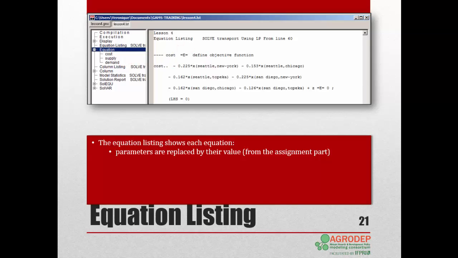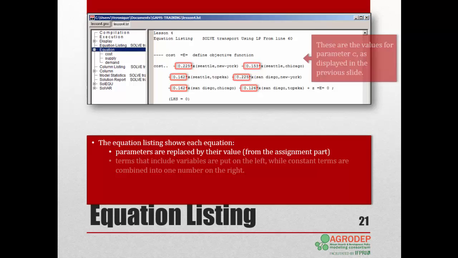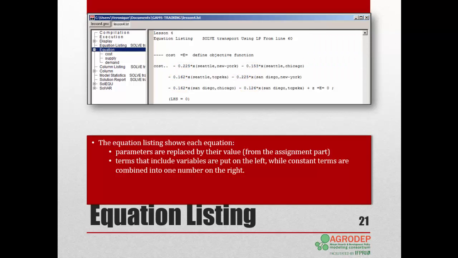First, note that the values assigned to parameter C appear in the equation instead of the parameter name. Second, the equation now appears differently than when defined in the model. All the terms containing variables are positioned on the left-hand side of the relational operator, equal E equal. All constant terms are added and the result is placed on the right-hand side of the relational operator, equal E equal.